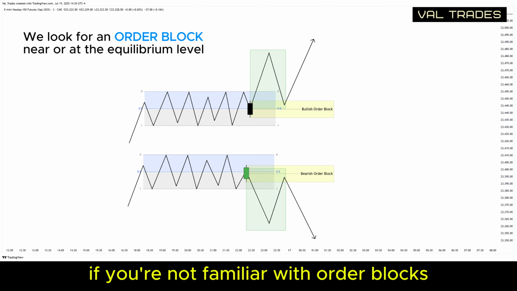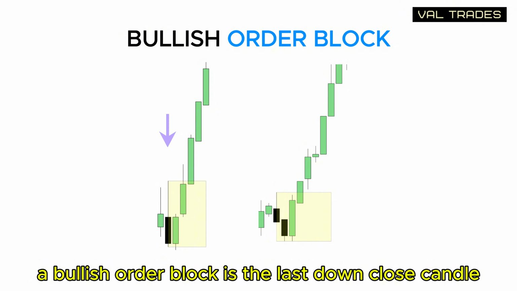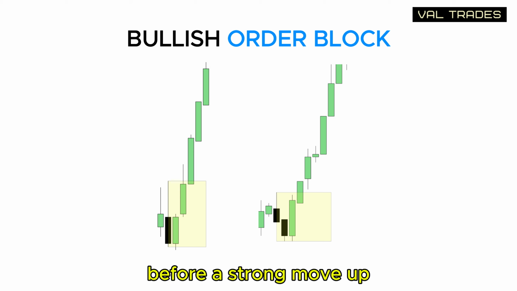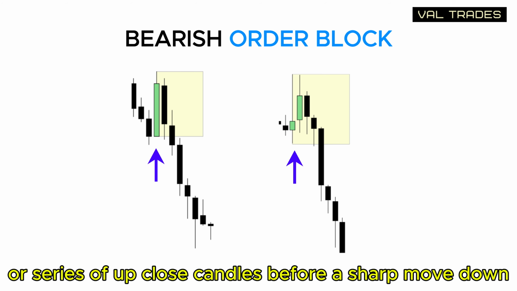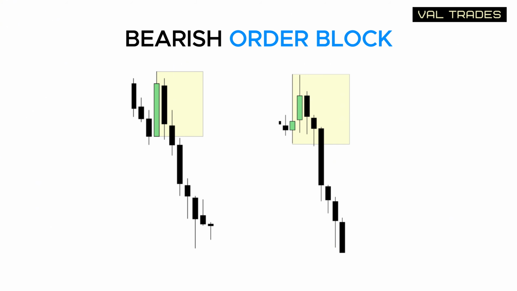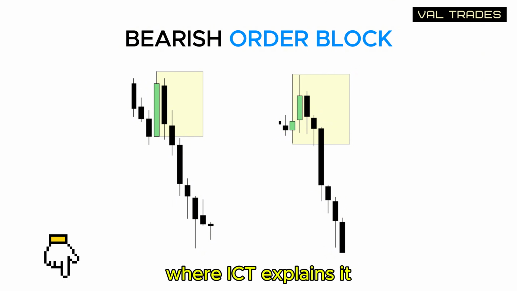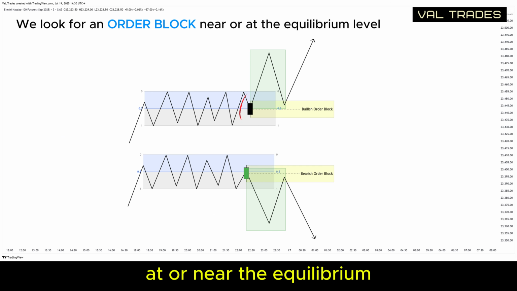of the move. If you're not familiar with order blocks, here's a quick explanation and example. A bullish order block is the last down closed candle or series of down closed candles before a strong move up. A bearish order block is the last up closed candle or series of up closed candles before a sharp move down. If you want to dive deeper into this topic, I left a link in the description below where ICT explains it.